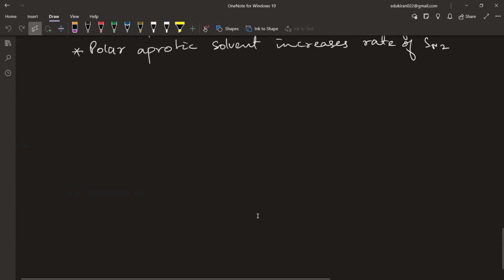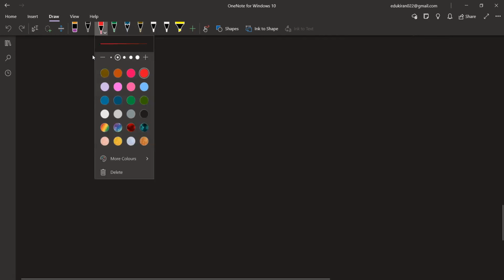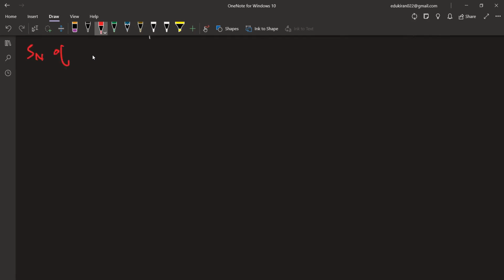So now let us write what? We have just now looked at the mechanism of nucleophilic substitution. Now you will write SN of haloalkane. We wrote about general nucleophilic substitution. You will write SN of haloalkane, nucleophilic substitution of haloalkane. Whatever I'm writing now is going to be important. So please write number 1.